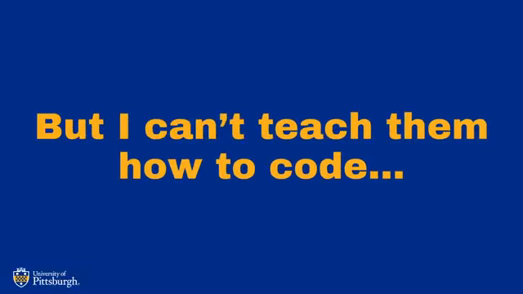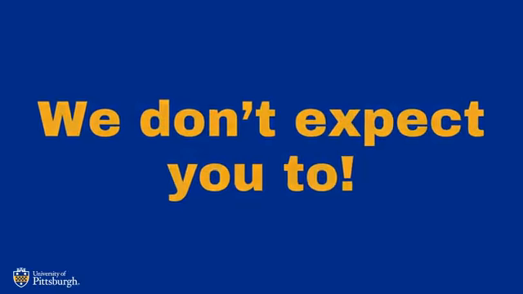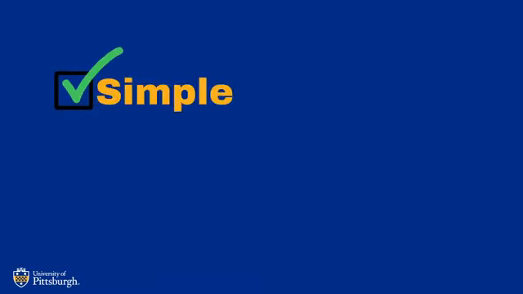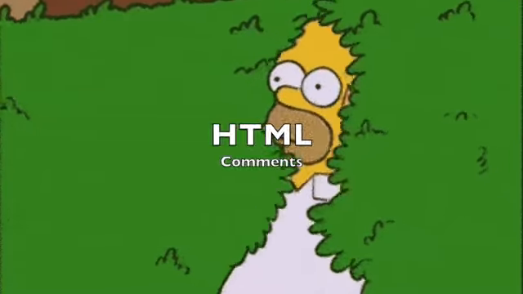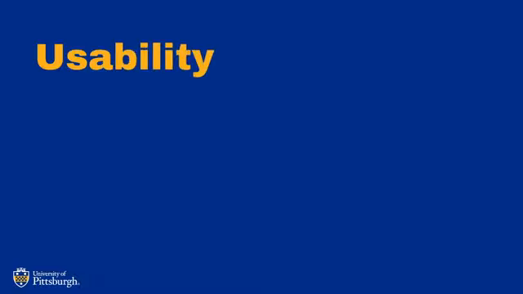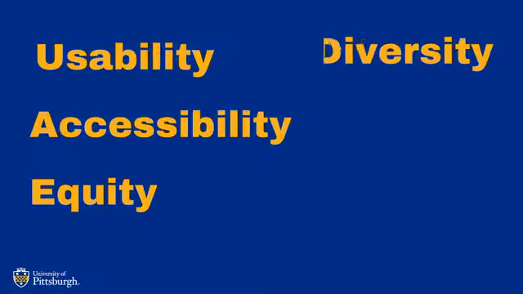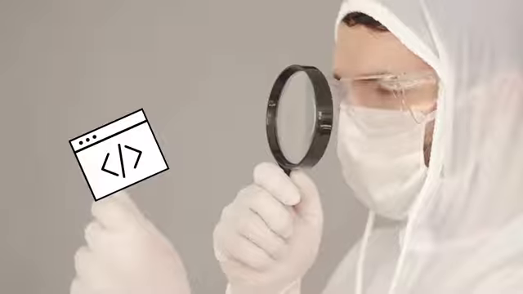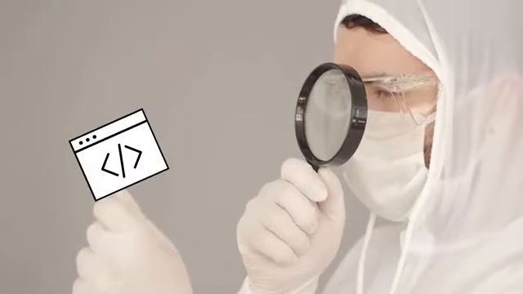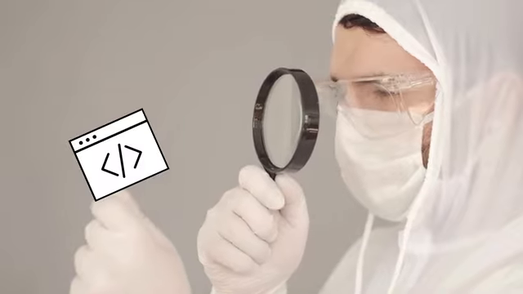But I can't teach them how to code. We don't expect you to. Codela makes learning to work with code simple and instructive. To do so, we use hidden code comments in HTML that provide directions for students. These comments also help students think about important issues related to digital composing, including usability, accessibility, equity, diversity, security, and privacy. Think of these comments like context clues. They give clues and information as to what something means or what a piece of code does.